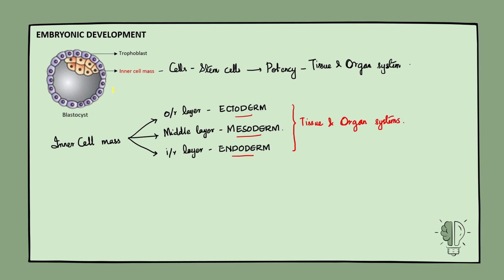So what have we learned about the embryonic development? We've learned that the inner cell mass of the blastocyst contains certain cells which are called stem cells, which has the potency to give rise to tissue and organ systems. First, the inner cell mass differentiates into an outer layer which is called ectoderm. Then it forms an inner layer that is called endoderm, and a middle layer appears between the ectoderm and endoderm, which is called the mesoderm. And together, these three layers give rise to the tissue and organ systems.